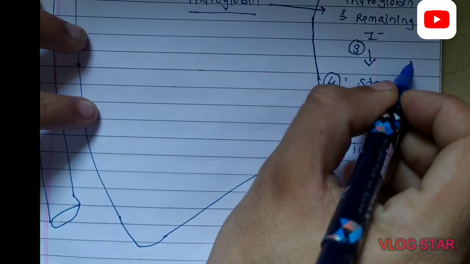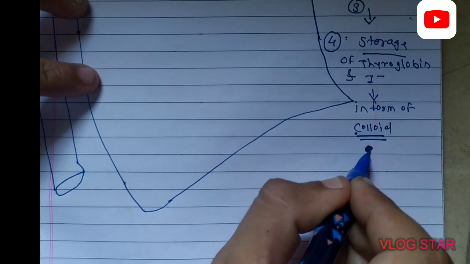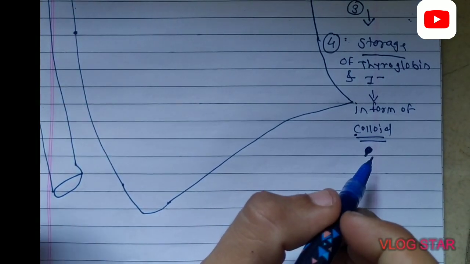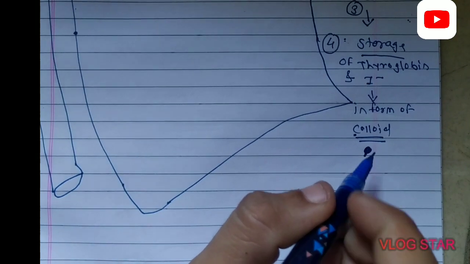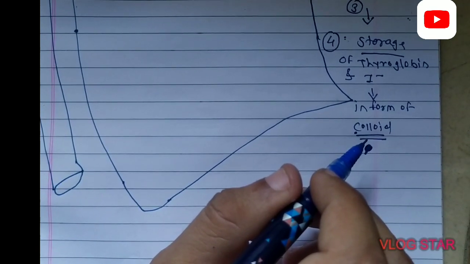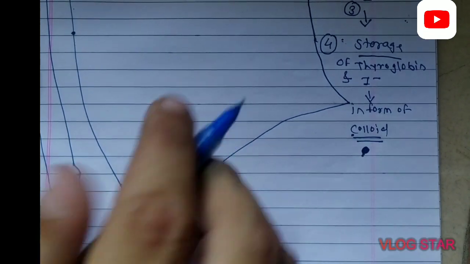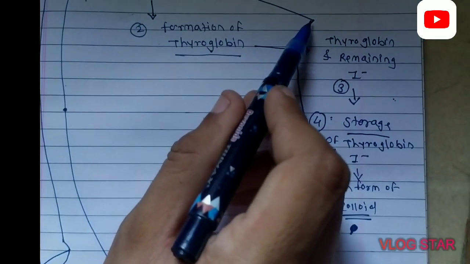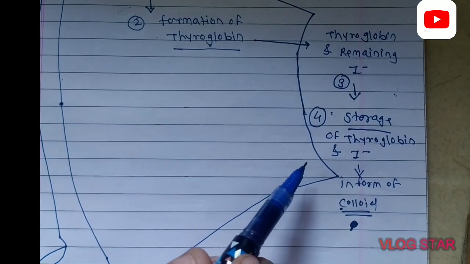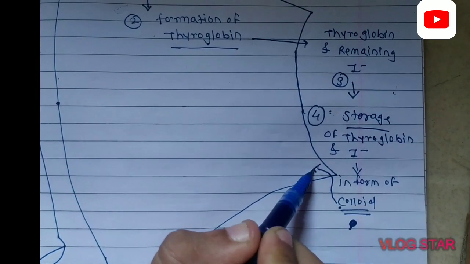The colloid is nothing but the collection or the mixture of thyroglobulin as well as iodide. Hence, once our body requires thyroid hormones, T3 and T4, in the blood, what happens? The apical membrane of the thyrocyte cell forms a pseudopod, and it takes this colloid again inside the cell.